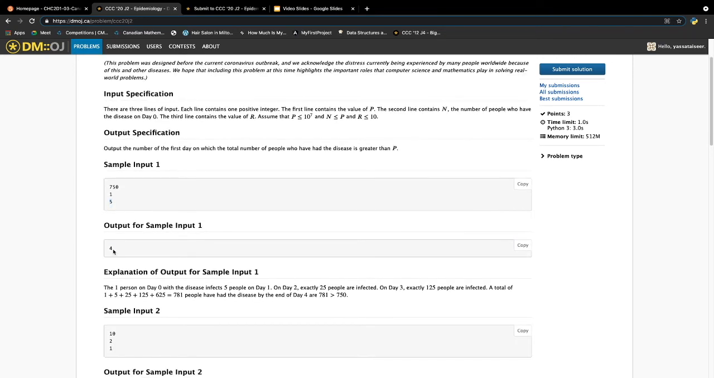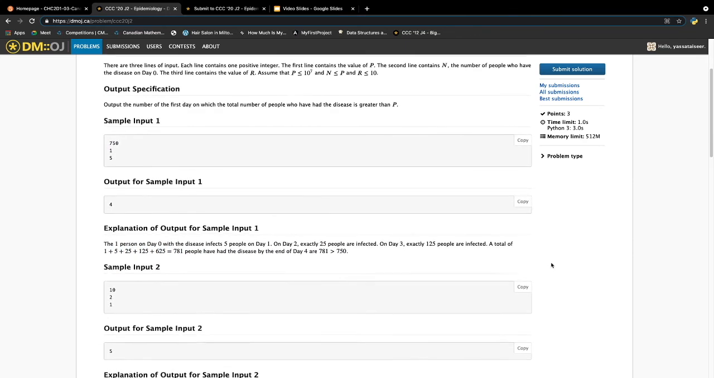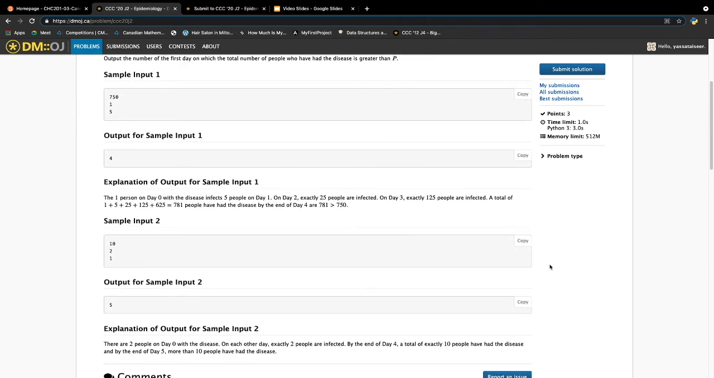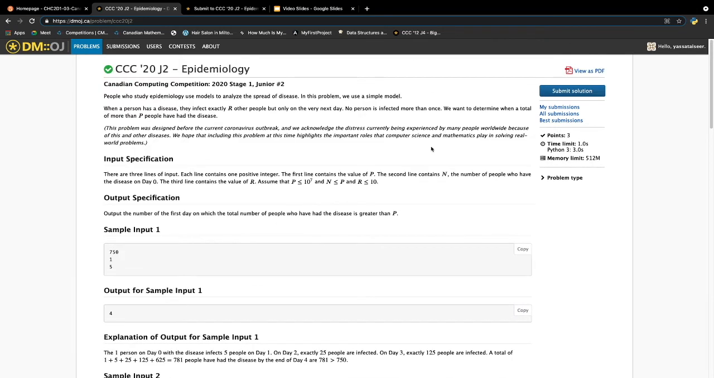So we will get an output of 4, because 1 person will be infected on day 0, then 5 people on day 1, on day 2, 25, on day 3, 125, and once you add this all up, we'll eventually get 781, which is greater than 750. The same can be seen for the other example over here.